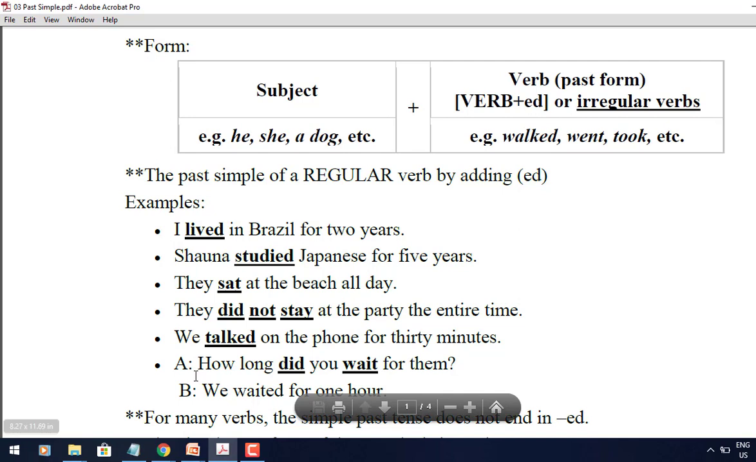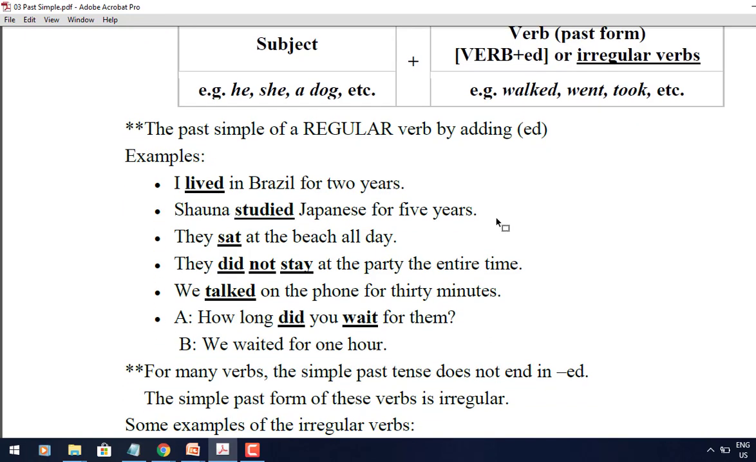For the question, we normally form the question, how long did you wait for them? We waited for an hour. So I understand that this action happened and finished, started and finished at a specific time in the past, by adding ed to the regular verb or changing the verb to the past form if the verb is irregular.